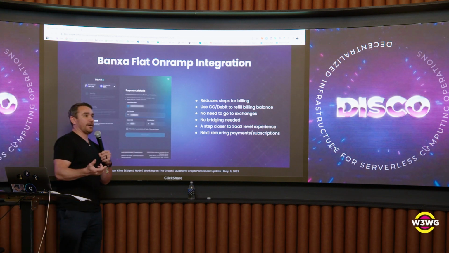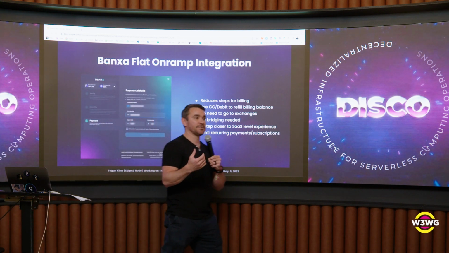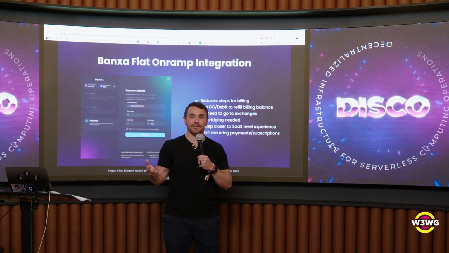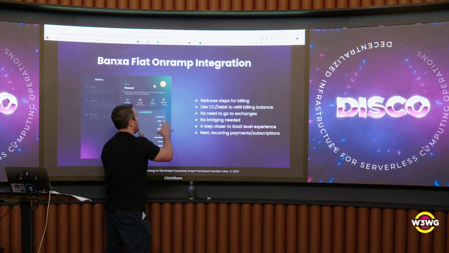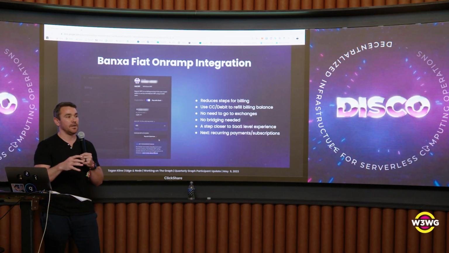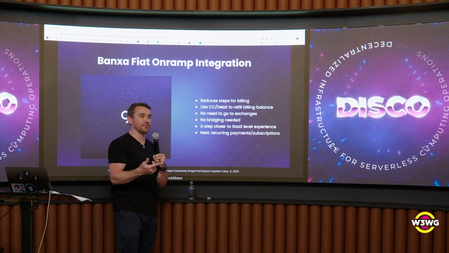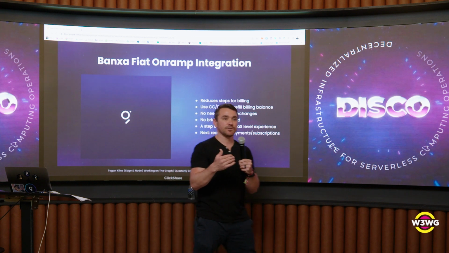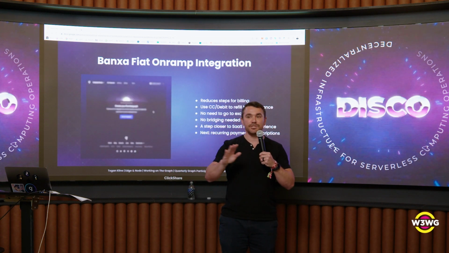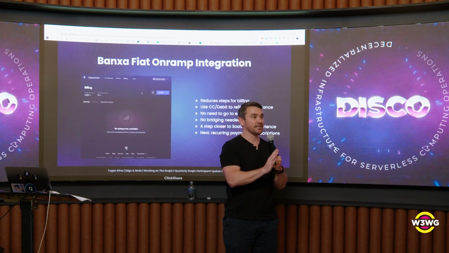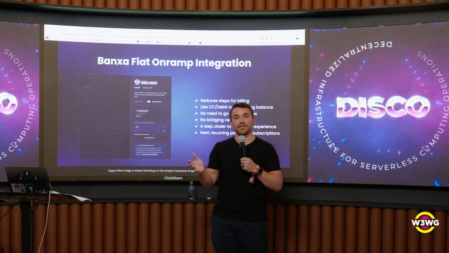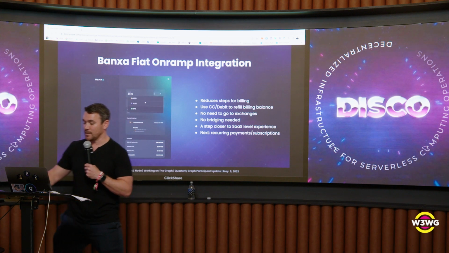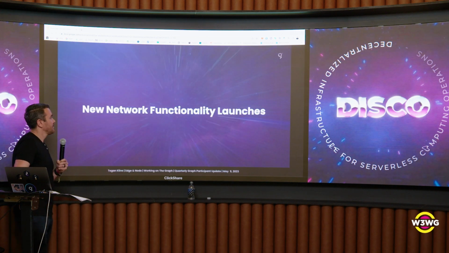And the white whale, I'd say, for UX and DX is making this feel like a SaaS product, so not needing GRT. We now have a fiat on-ramp integration, but we still need recurring payment solutions. We still need subscriptions so that people don't need GRT. They don't see GRT at all. They just see a SaaS-level experience that rivals Web2, but all based on decentralized technology, which is going to provide the best stats across the board.